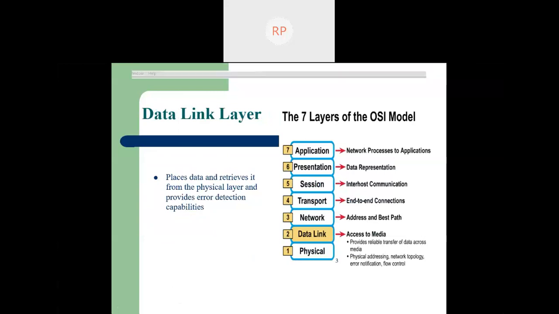It's the second last layer. It's very famous for its processing. In the data link layer, it provides reliable transfer of data across the medium. It's about reliability. Also physical addressing, network topology, error notification and flow control. This is the responsibility of the data link layer. It places the data on and retrieves it from the physical layer, and provides error detection capacity.